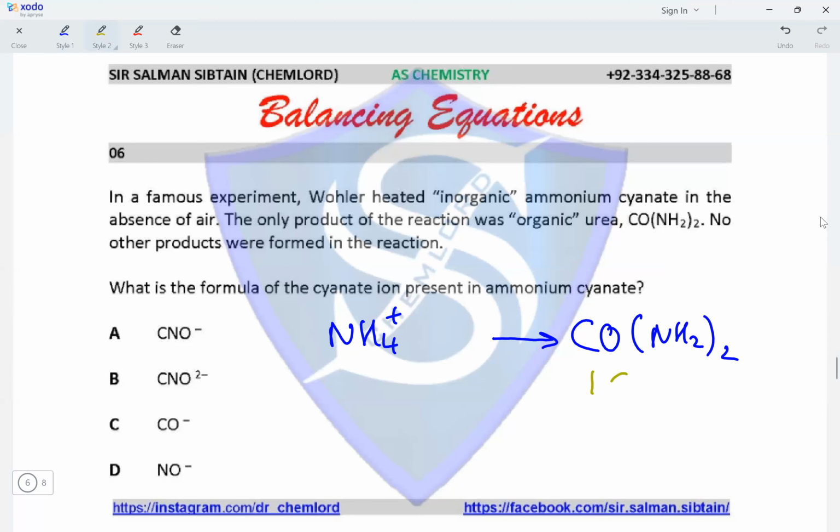So on the right, we've got 1 carbon, 1 oxygen, 2 nitrogen, and 4 hydrogen. On the left, we've got 1 nitrogen and 4 hydrogen. So what are we left with? 1 carbon, 1 oxygen, and 1 nitrogen. So C, N, and O. So that eliminates options C and D. We need C, N, and O. And in order to balance the charges, ammonium ion has a charge of +1. So the cyanate ion will have a charge of -1, eliminating option B, making option A the correct option for this question.